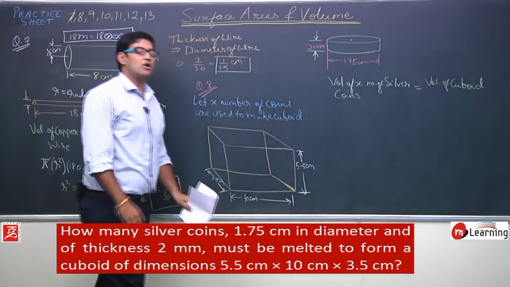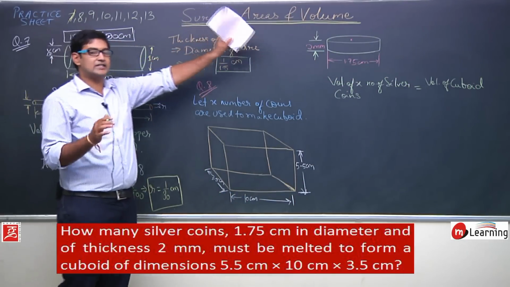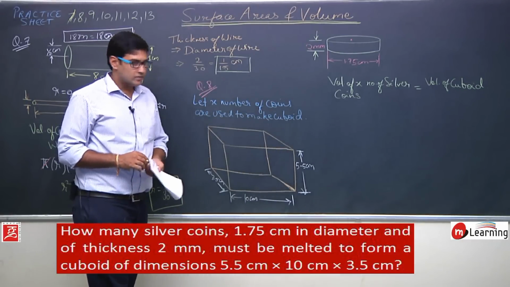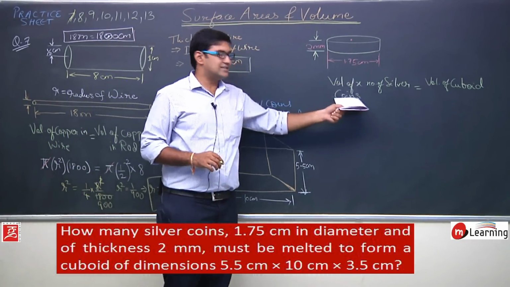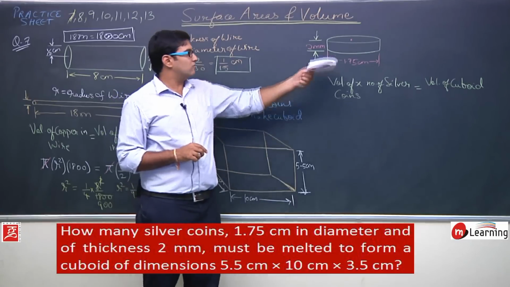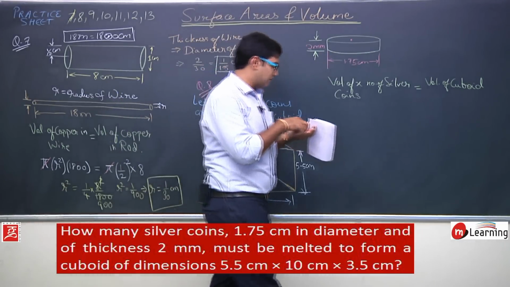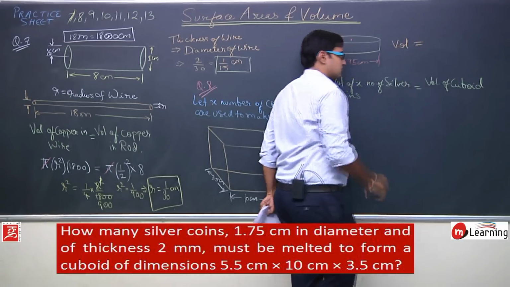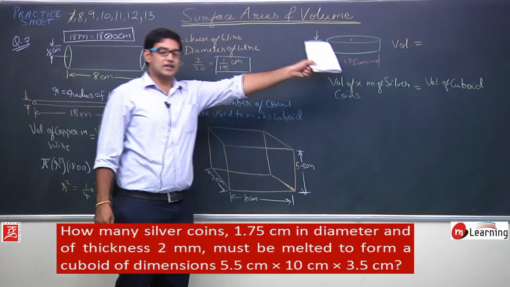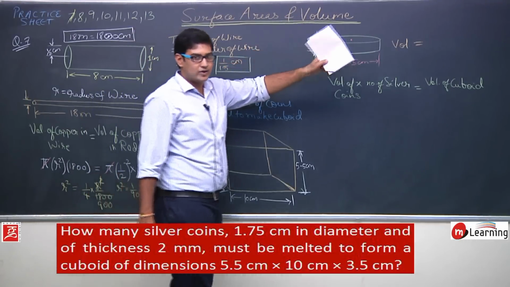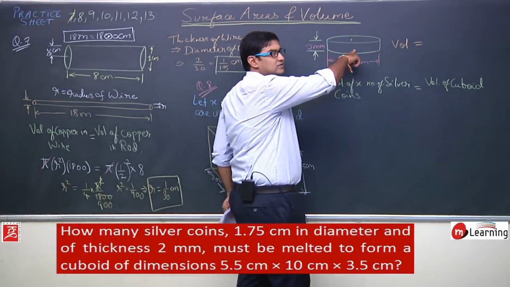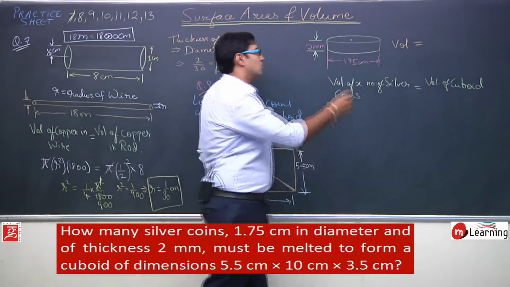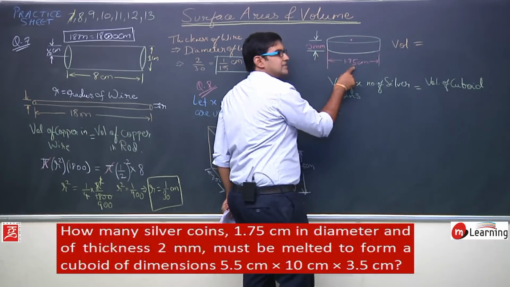Okay, because all the silver that is contained in X number of coins is used to make this cuboid. Now what should be the volume of X number of silver coin? What is the volume of one silver coin? Volume of one silver coin is, volume is equals to what? It is a cylinder. The volume of cylinder is pi r square h. What is the radius of the cylinder? It is 1.75 divided by 2. Now this is in millimeters, this is in centimeters.